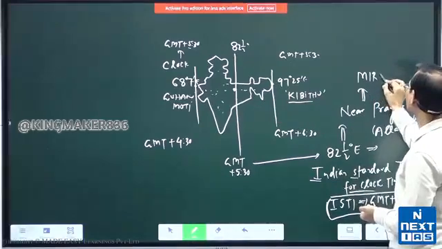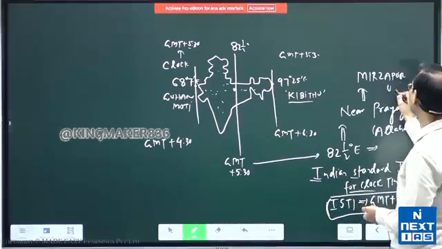Mirzapur. So what is the relevance of Mirzapur town of UP?